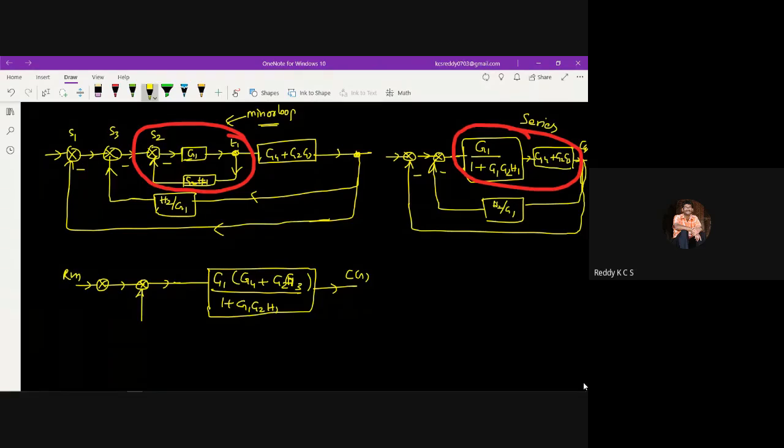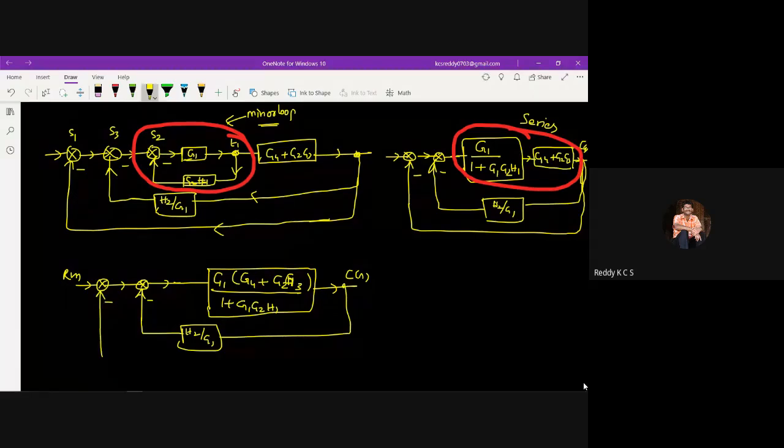This one is summing point 3, which has the H2 by G1. I keep it like that only. I have performed only one operation right here, and only if the blocks are in series is the operation performed. Now this signal can be split because this takeoff point is taking the output of this value and sending it to this, and I can take it as separate even though it is coming from the one point. I can write it like this, not an issue.